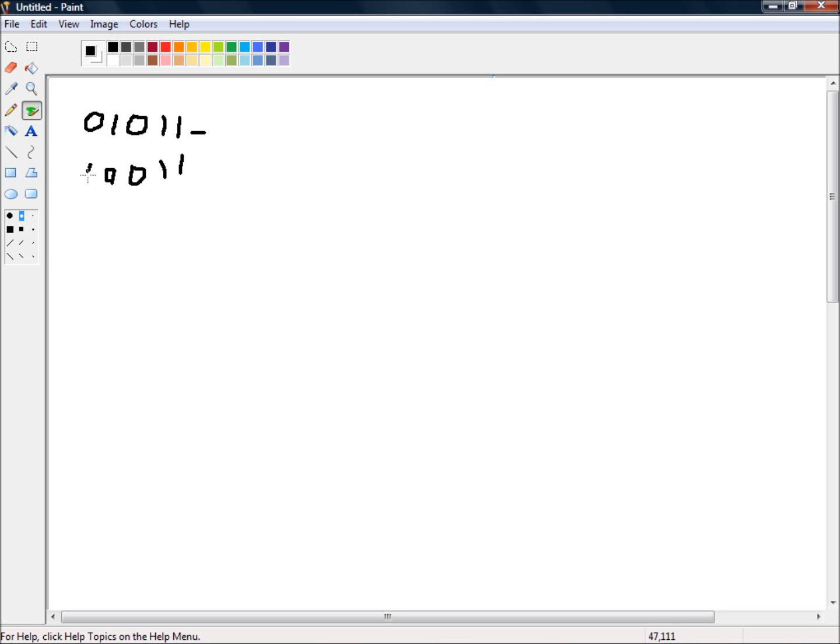Okay, so we're subtracting these numbers, dead easy. 1 minus 1 is 0. 1 minus 1 is 0. 1 minus 0 is 1, and then that's a 0. We're not going to care what the number is in decimal at the moment. So let's try and do this the way a computer would do it.